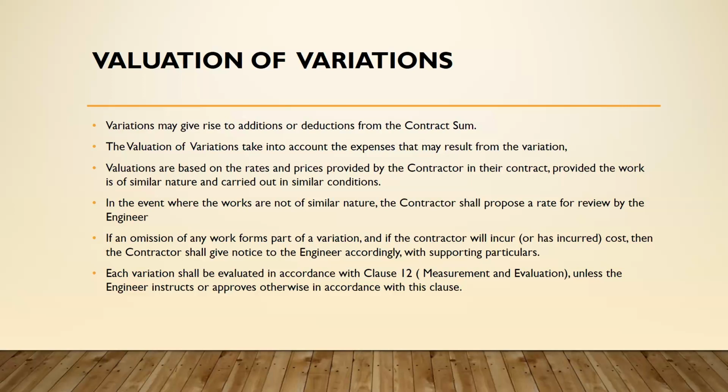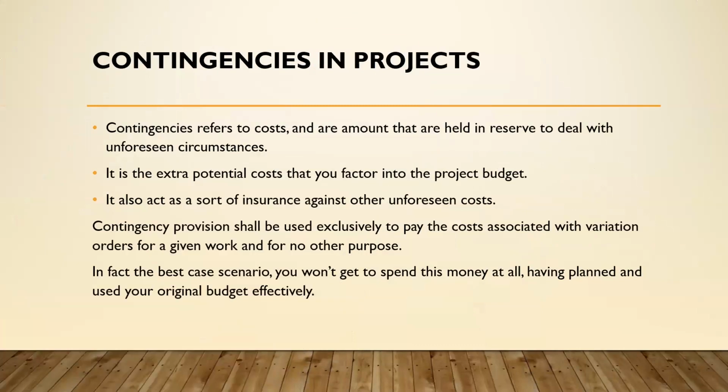Now, each variation shall be evaluated in accordance with clause 12, which has to do with measurement and evaluation, unless the engineer instructs or approves otherwise in accordance with the clause. So a little touch on contingencies in projects, because it is perceived that for the variations that occur on projects, we use the contingencies, the amount stated in the contract, to offset those variation costs.